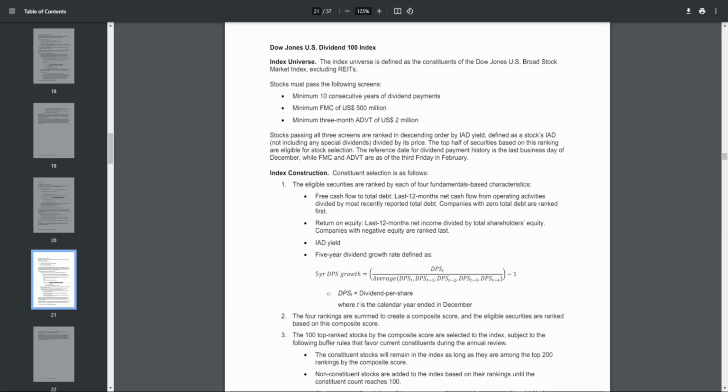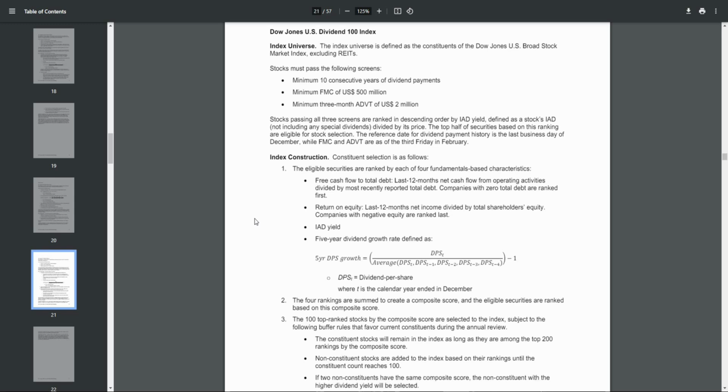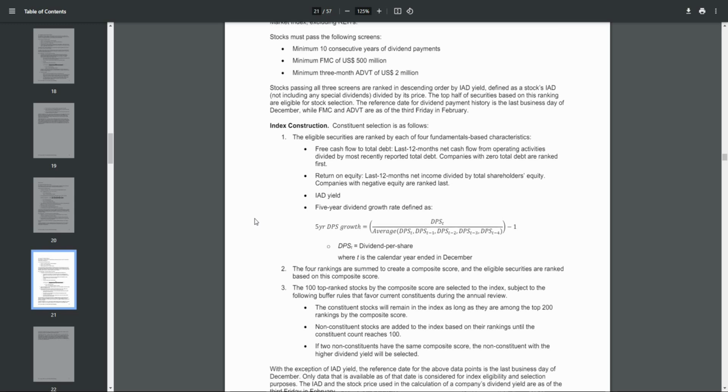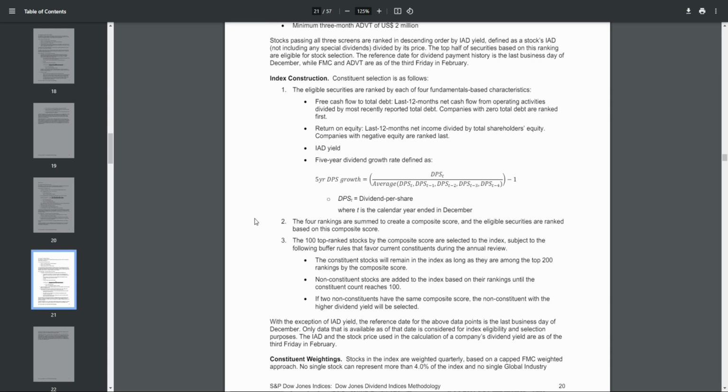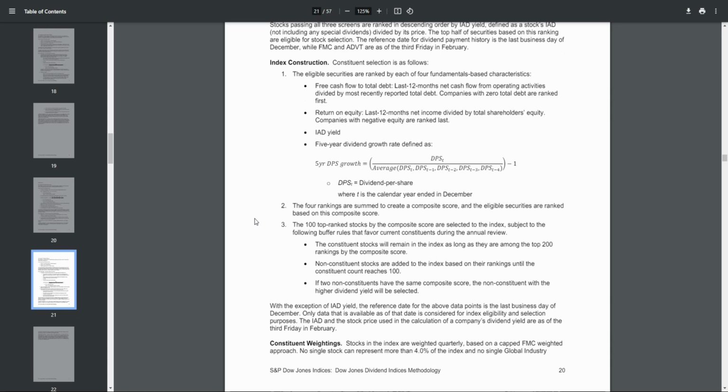The methodology, if you download it, pretty much Dow Jones gives a summary of each of its index methodologies. And this one is kind of complex because it gives you this financial ratio formula. And overall, it uses this financial ratio to select the best of the best of high-yielding dividend-paying stocks with a record of growing dividends over time.